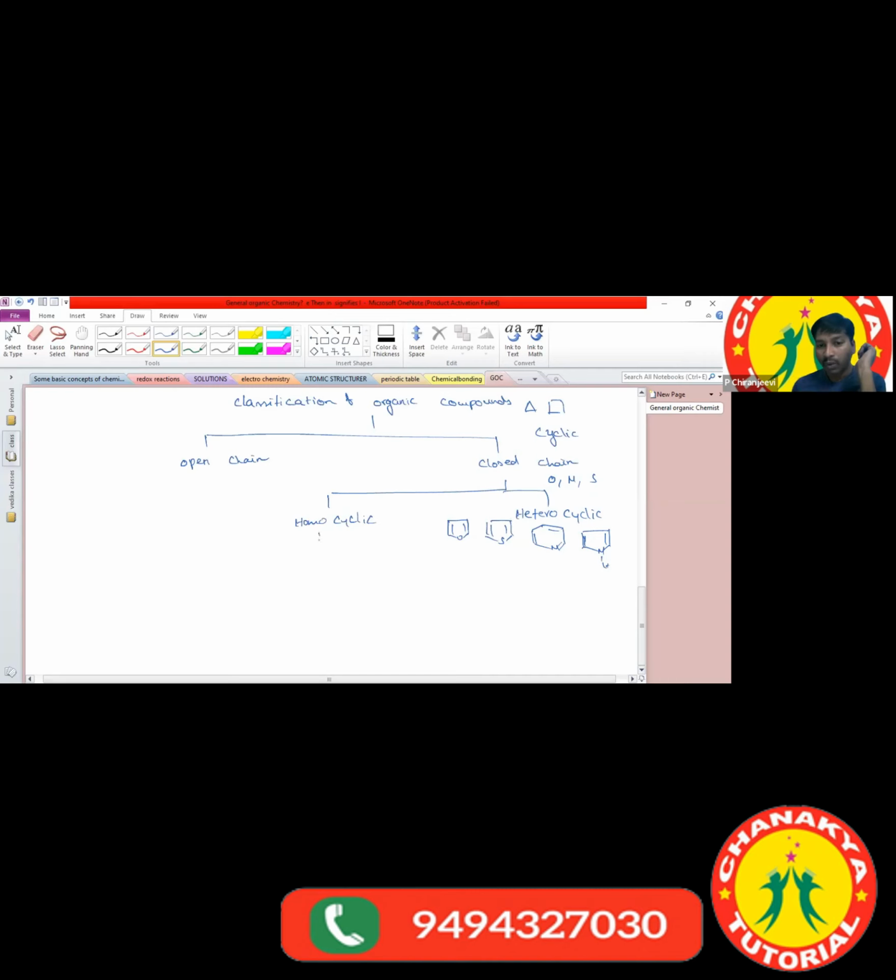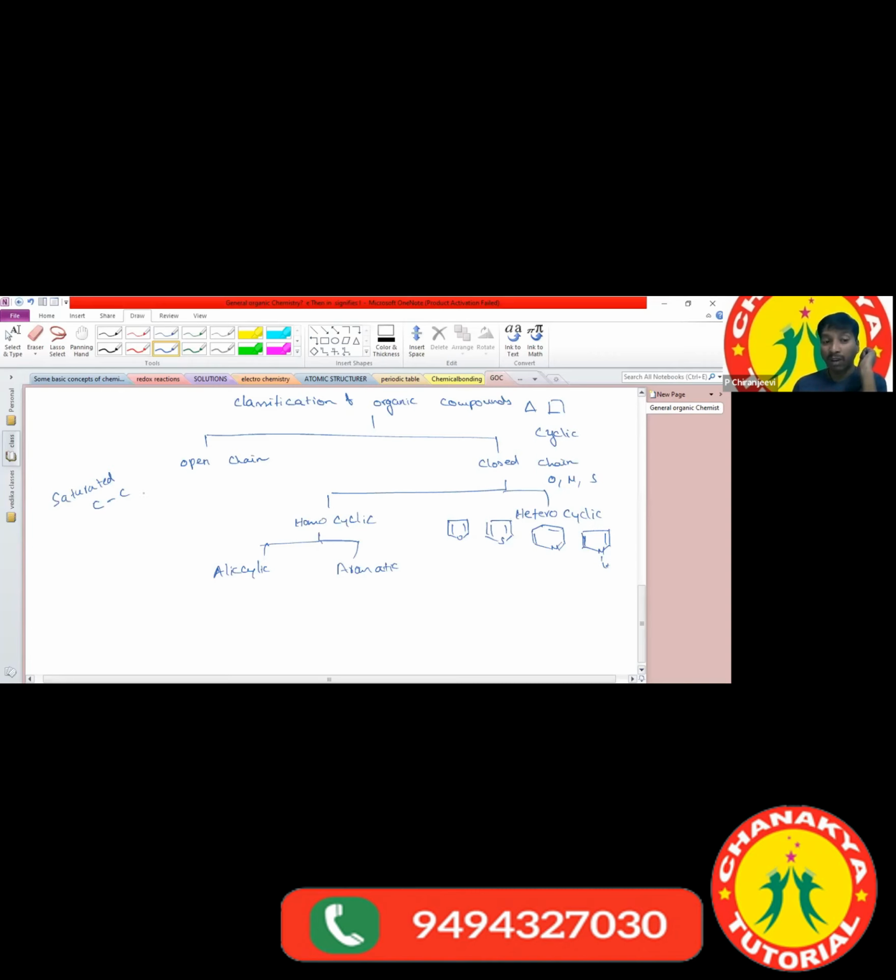Homocyclic compounds are again classified into two types: alicyclic compounds and aromatic compounds. Alicyclic rings are aliphatic, meaning saturated. What is meant by saturated or unsaturated? We call it saturated if the carbon-carbon bonds are single bonds.